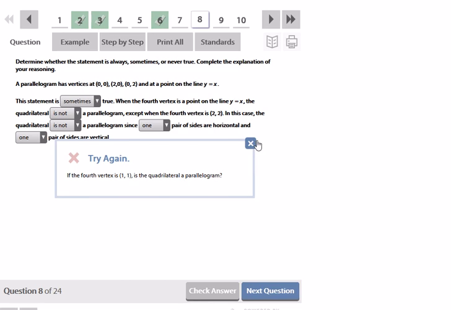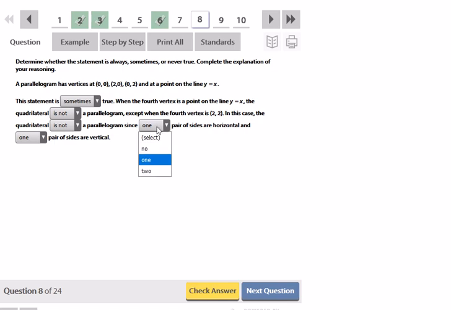The fourth vertex is at 1, 1. Is this quadrilateral a parallelogram? I don't even know where it says 1, 1. It's a poorly worded question.